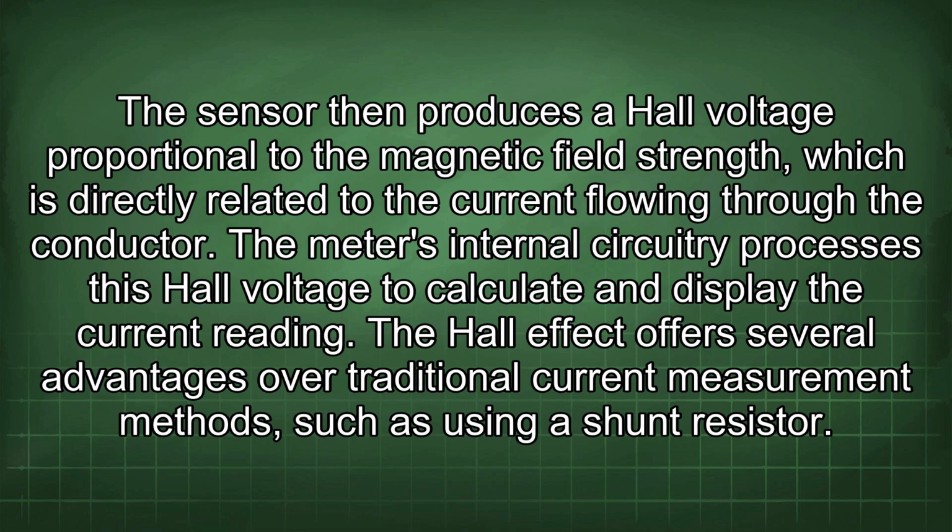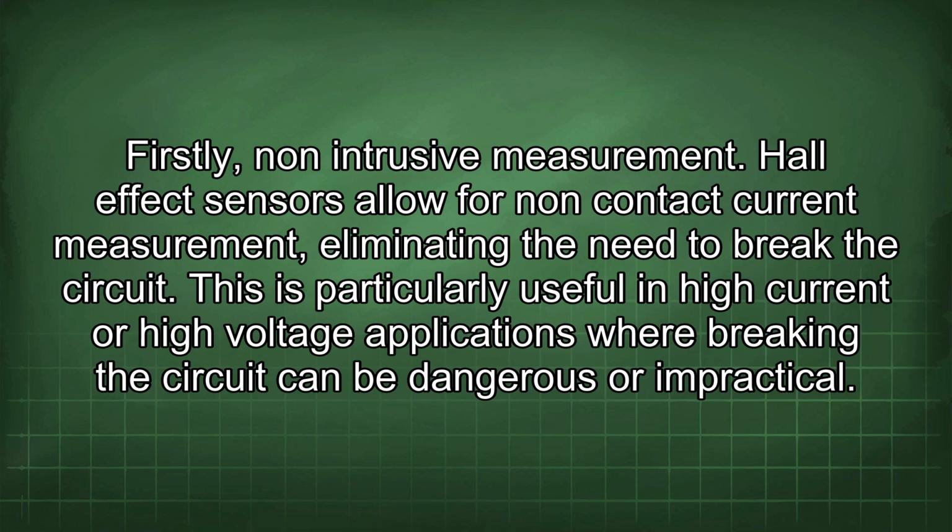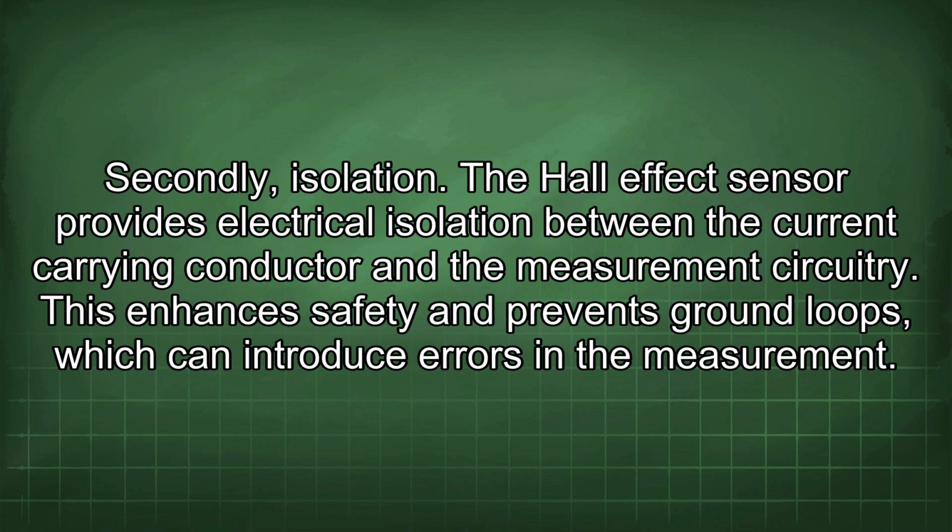The Hall effect offers several advantages over traditional current measurement methods, such as using a shunt resistor. Firstly, non-intrusive measurement. Hall effect sensors allow for non-contact current measurement, eliminating the need to break the circuit. This is particularly useful in high current or high voltage applications where breaking the circuit can be dangerous or impractical. Secondly, isolation. The Hall effect sensor provides electrical isolation between the current-carrying conductor and the measurement circuitry. This enhances safety and prevents ground loops, which can introduce errors in the measurement.